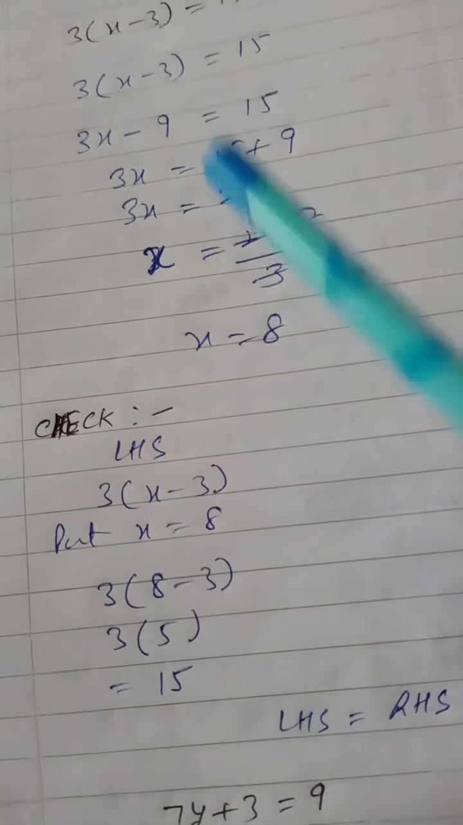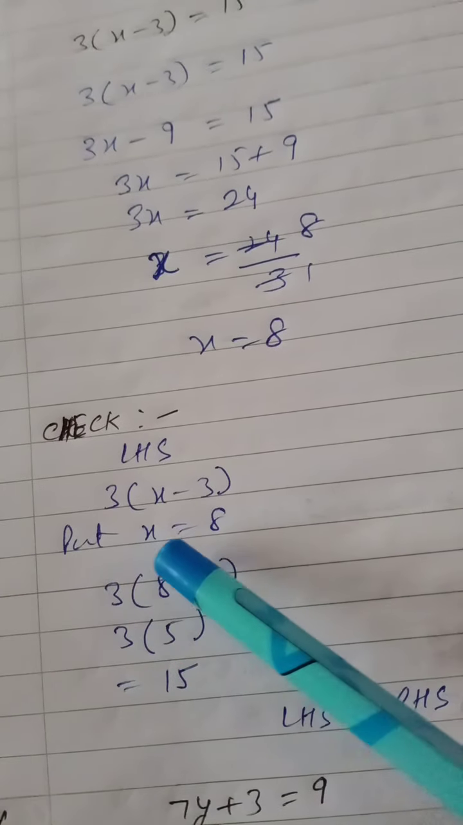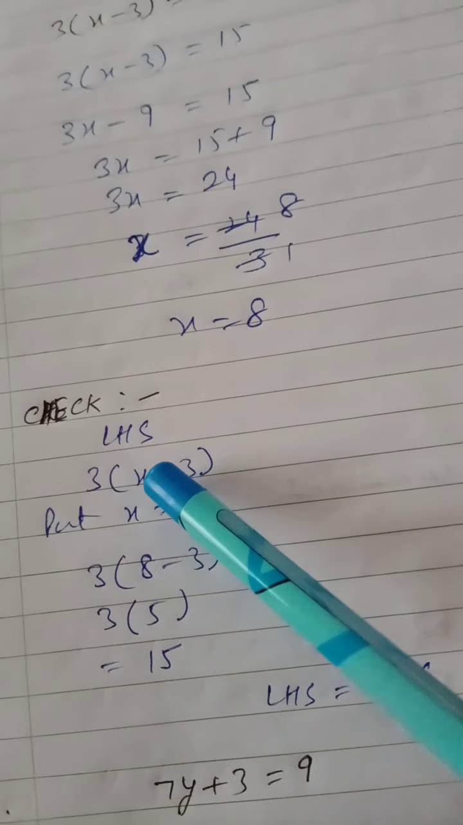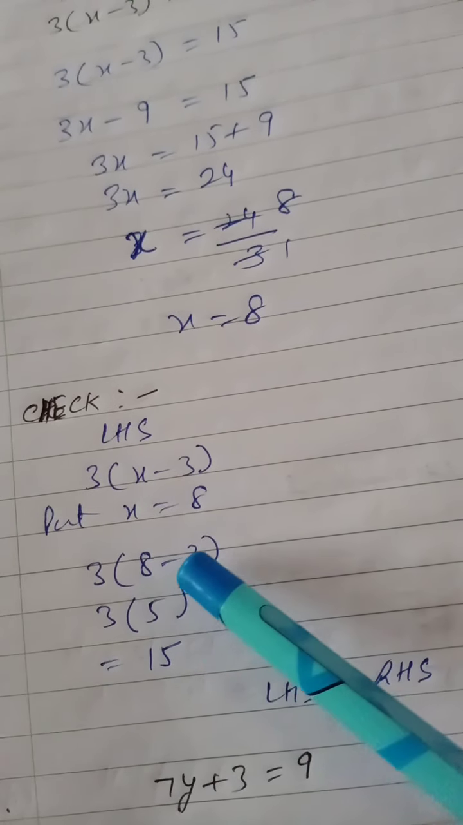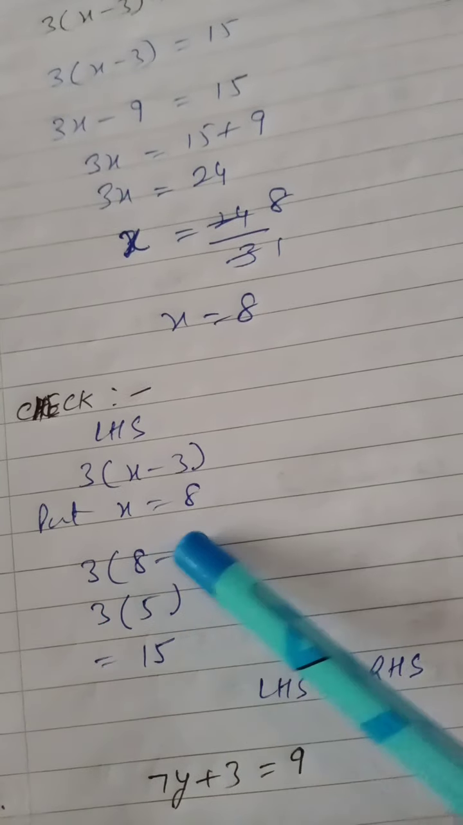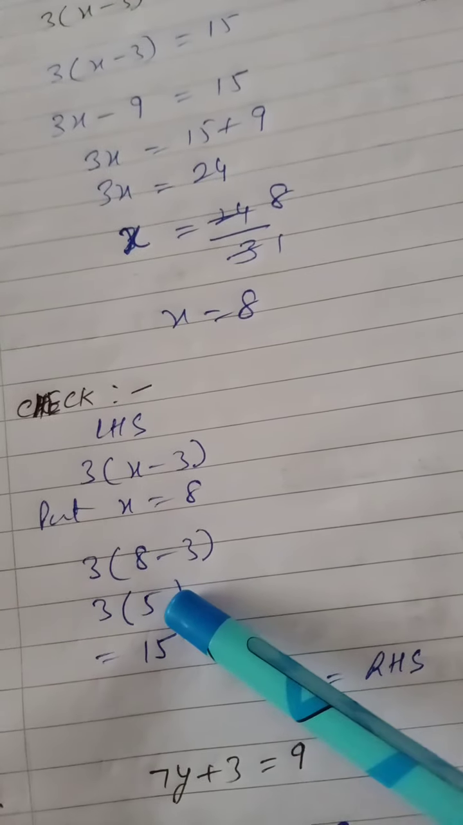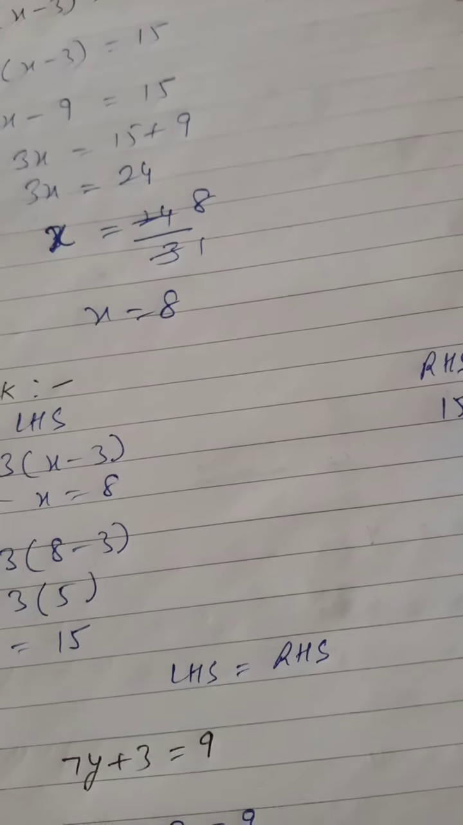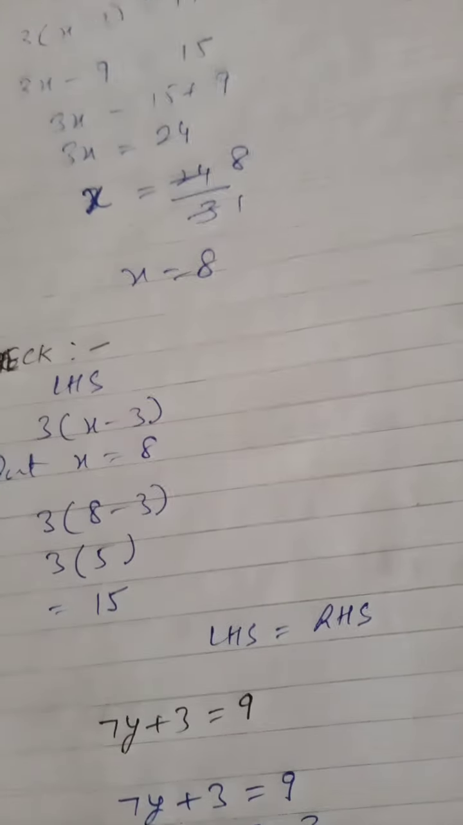Now we will check. Take the LHS. Put the value of x which we have calculated. Now 3 as it is, bracket start, x will be replaced by 8 minus 3. So first of all we will solve the bracket. 3 as it is, 8 minus 3, 5. Now we will multiply both of them. 3 fives are 15, and in the right hand side it was already 15, so both the sides are equal.